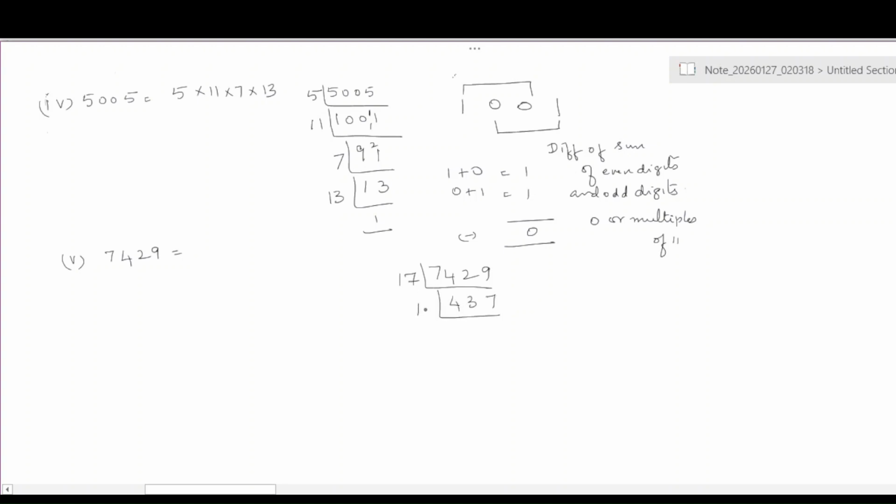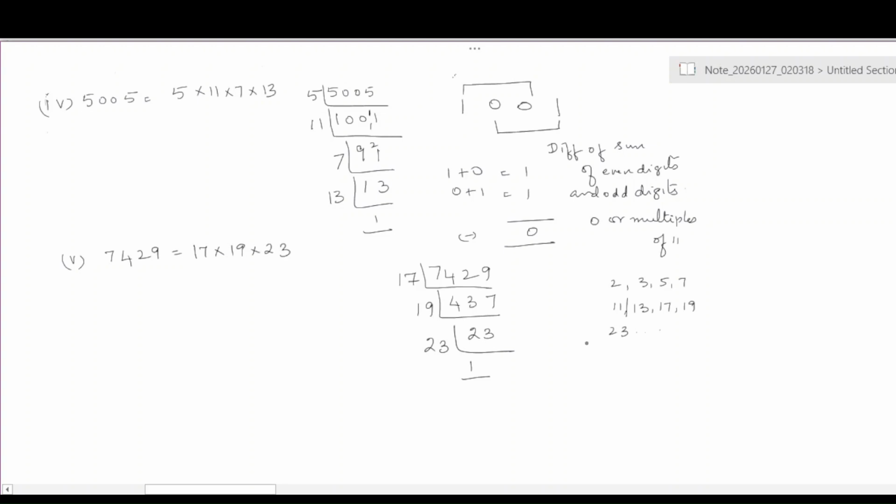Then by 19, just check all the prime numbers, students. 2, 3, 5, 7, 11, then 13, 17, 19, 23, like that we have to check. If the number does not go in this set, then till this we have checked. Then again you check for 13, 17, 19, 23, like that. Okay, then it will go in 437 23 times. And again 23 is a prime number, 23 one time. So the number is 17 into 19 into 23.